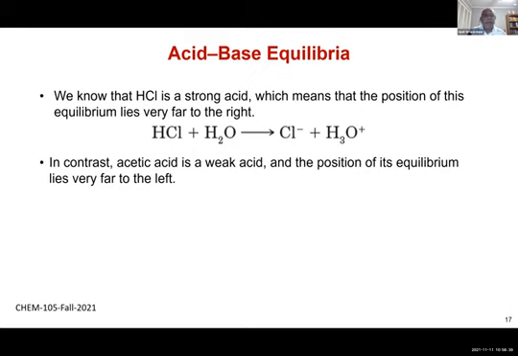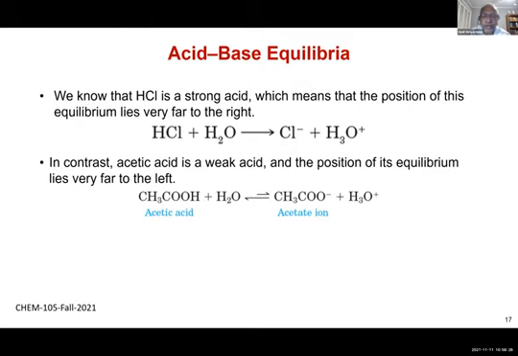Very large means it's product favored. In contrast, acetic acid is a weak acid. The position of equilibrium is tilted towards the reactant side, left side. Therefore, equilibrium constant is smaller than 1. Smaller than 1 means reactant favored.